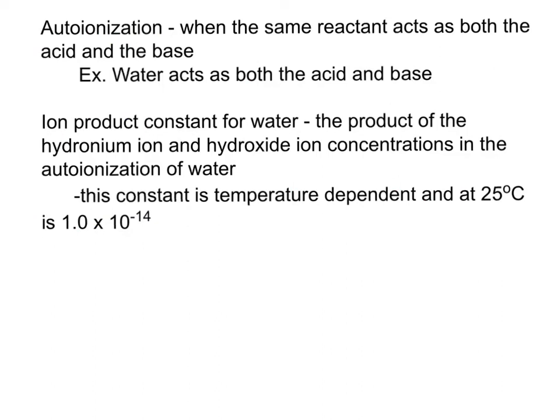And since water is the most abundant solvent on the planet, we kind of base everything around it. What we're going to talk about is the ion product constant for water, which is known as KW. So we have to know that the ion product constant is KW, little w. That is the product of the hydronium ion and hydroxide ion concentrations in the autoionization of water. At 25 degrees Celsius, this is equal to 1.0 times 10 to the negative 14th.